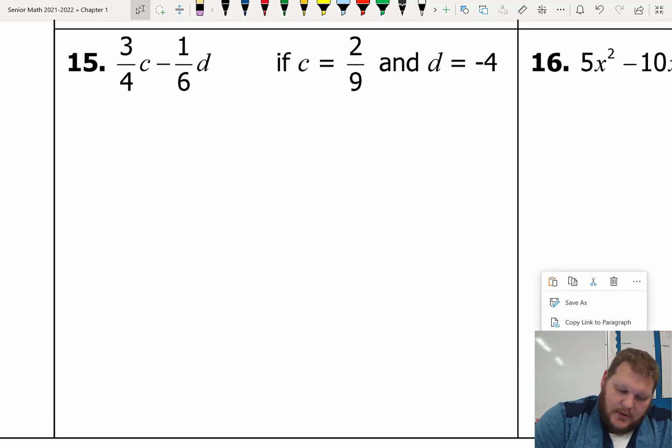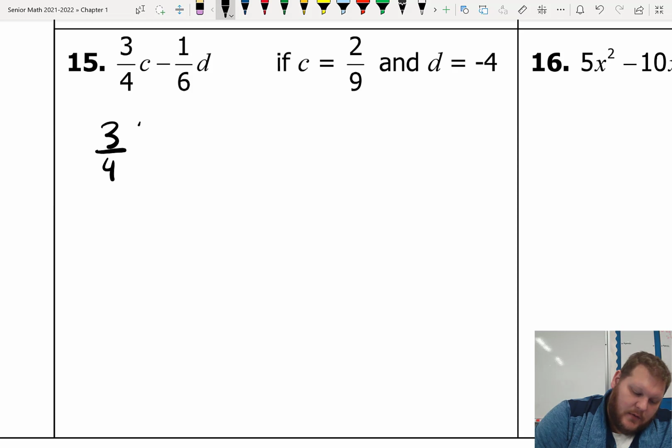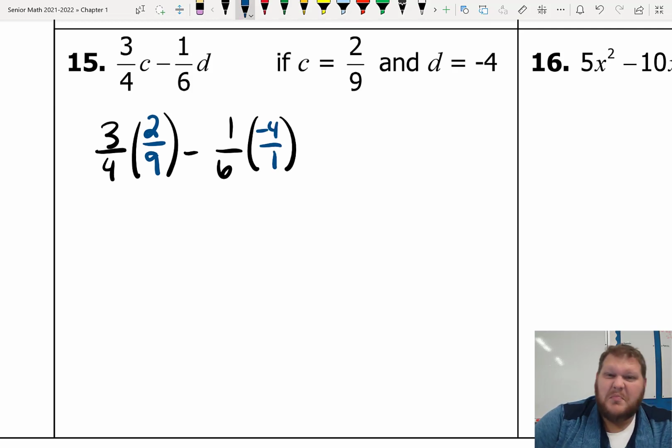So this one, my C value is 2 over 9, and my D value is negative 4. So if we've got 3 over 4 times minus 1 over 6 times, my C was 2/9. That looked like a Z 9. Let's try that again. 2/9. And then my D is negative 4, which if we want to, we could write as negative 4 over 1. Make it easier on ourselves down the road.